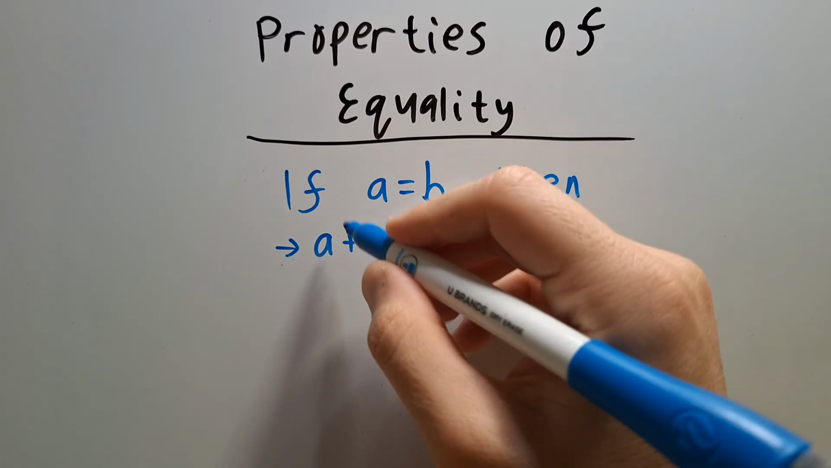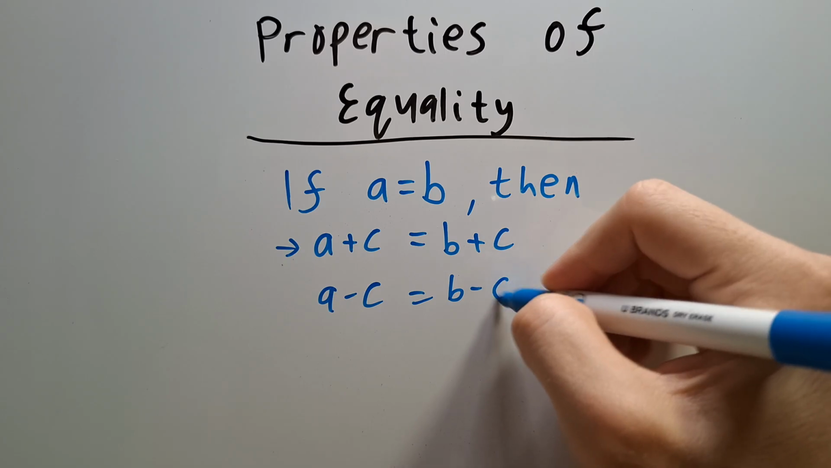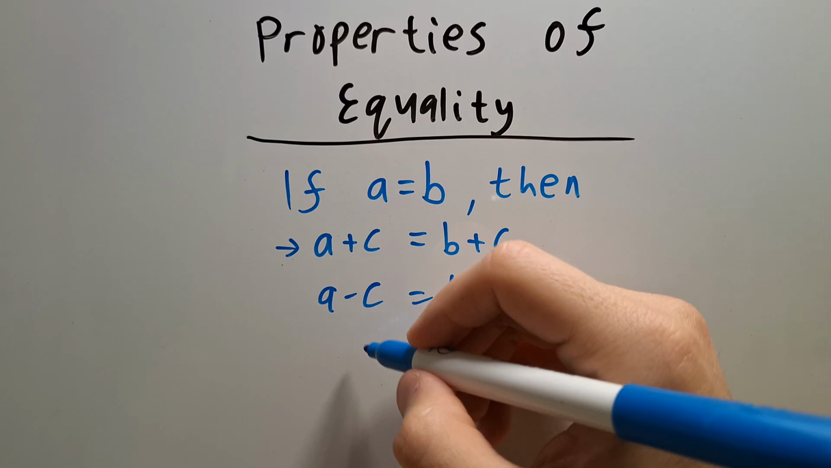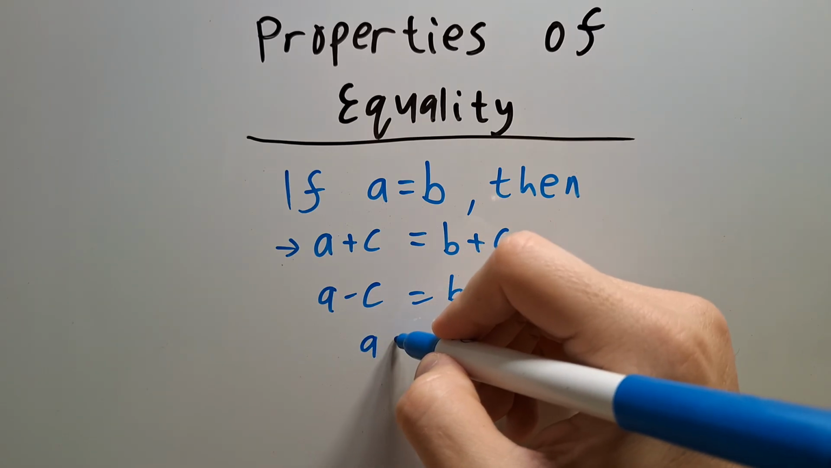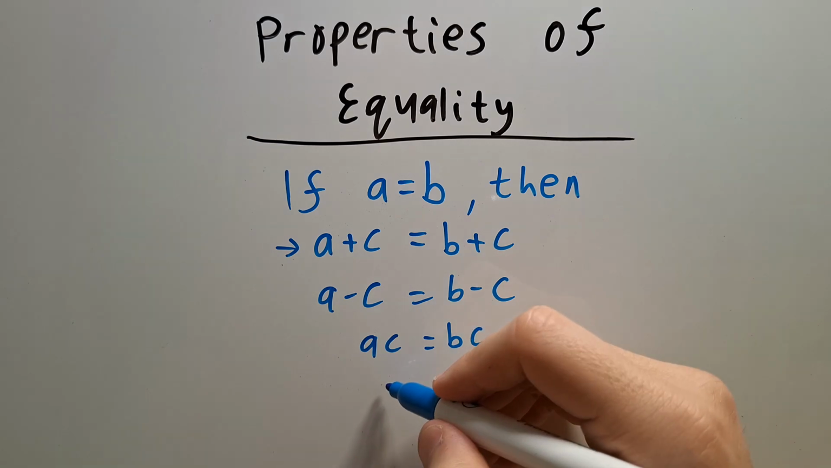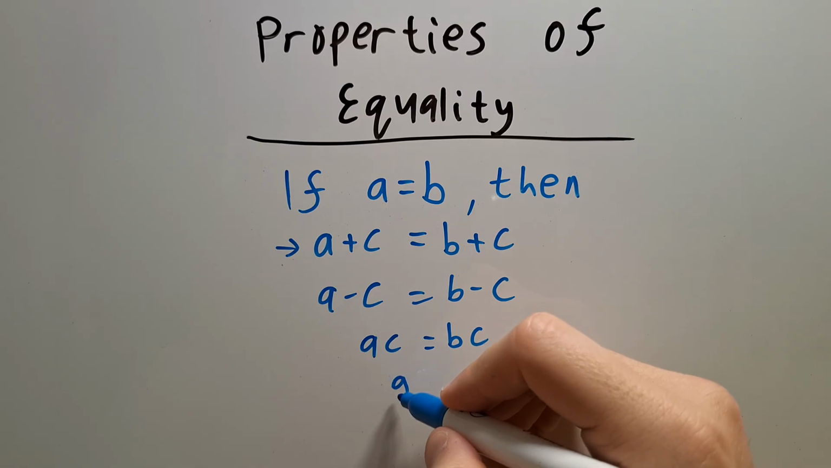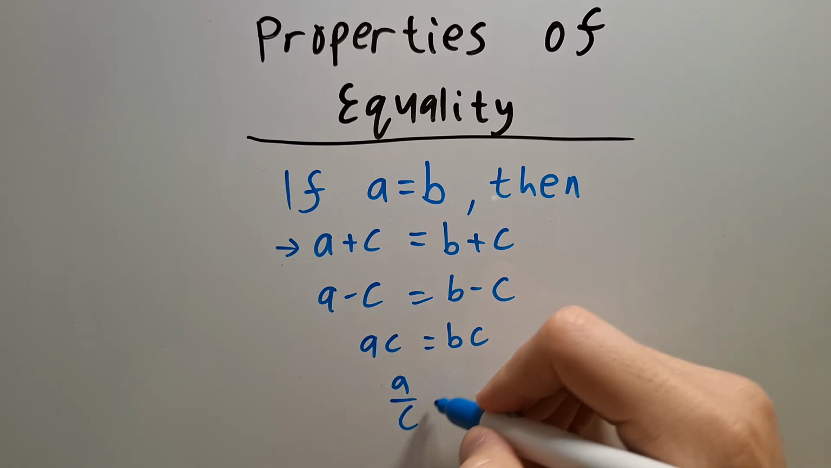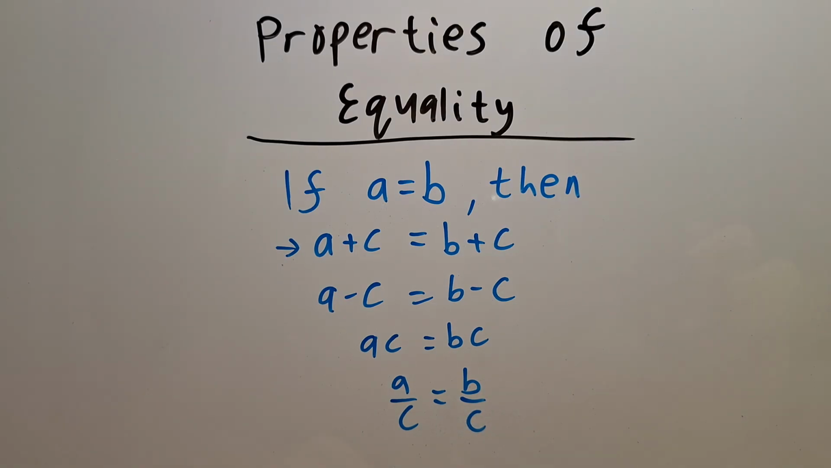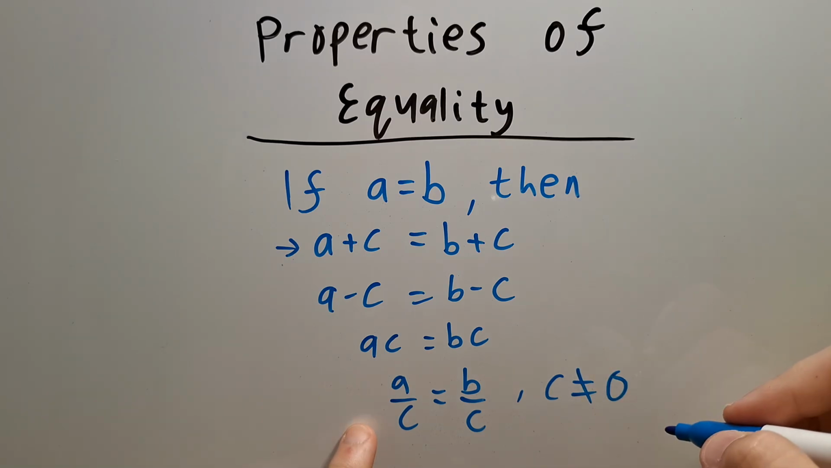Defined as such, you can say A minus C is equal to B minus C. That's the one for subtraction. For multiplication, it would just be A times C equals B times C. And then for division, there is a catch for division, and I will define that in just a moment. As long as C is not 0, this is true.